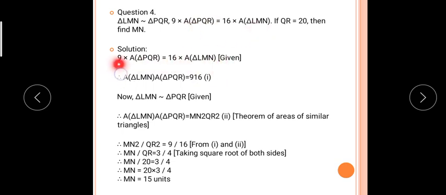The given is 9 multiplied by area of triangle PQR is equal to 16 multiplied by area of triangle LMN. Now, area of LMN upon area of PQR is equal to 9 upon 16. Okay students, I am shifting PQR to this side and 16 to this side. So here it is upon, and here also 9 upon 16.